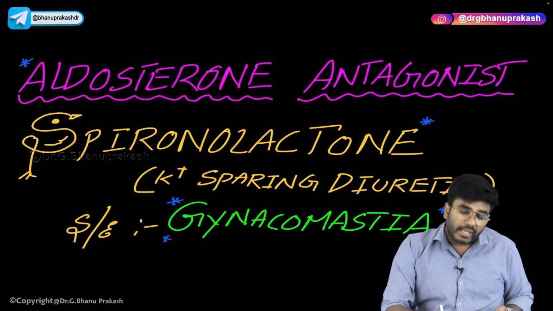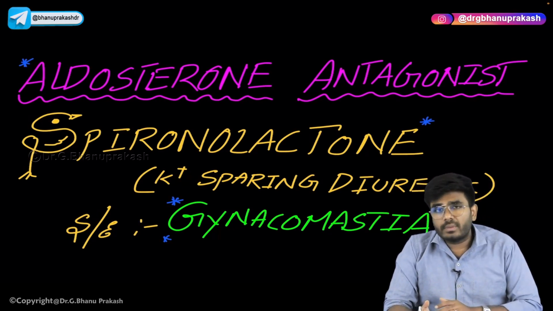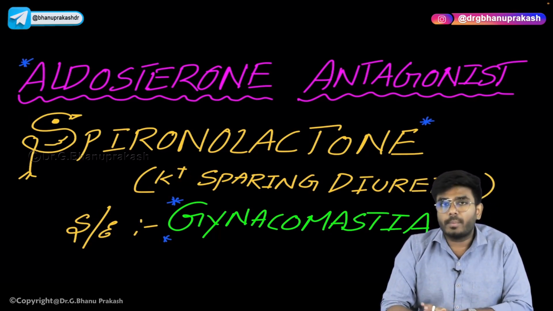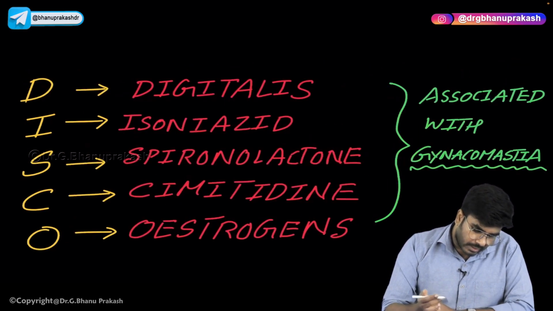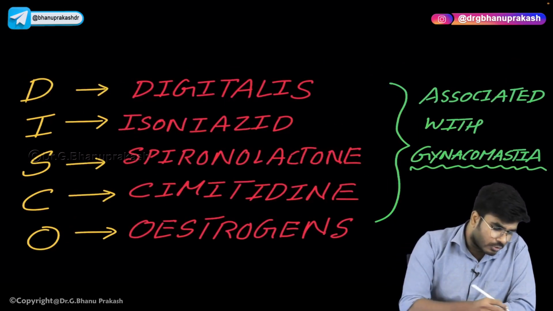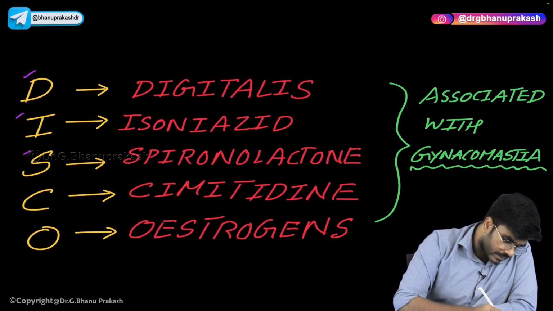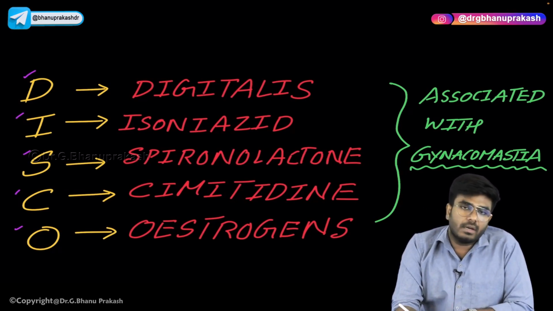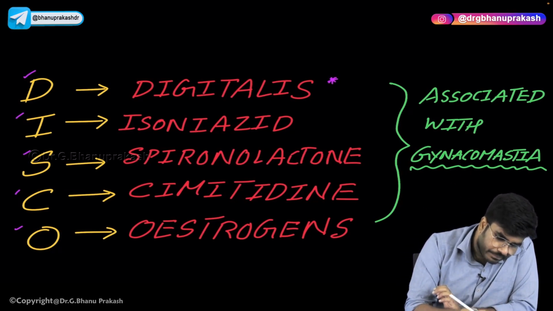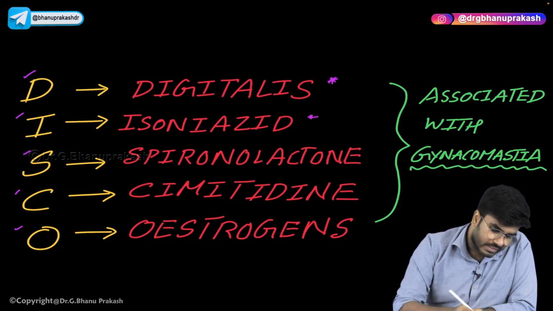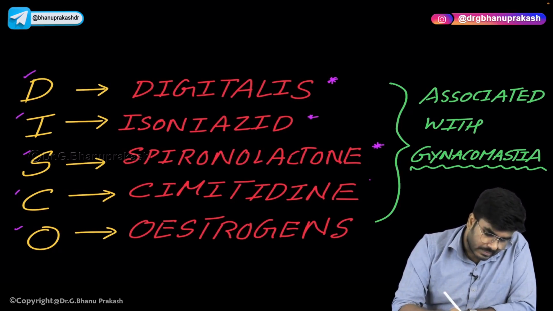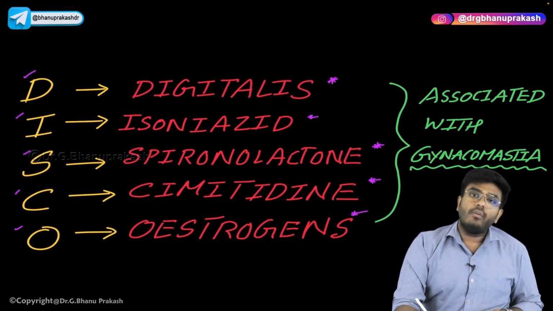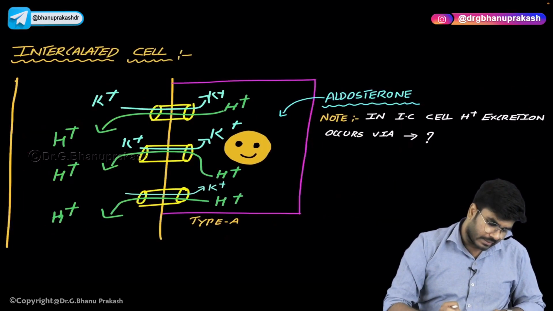Now, here I just want to take a minute and relate this with pharmacology, because there are certain drugs which will cause gynecomastia, which is of highly clinical significance and exam importance. What are they? The mnemonic which is very popular is the DISCO group of drugs. D for digitalis, I for isoniazid, S for spironolactone, which we have just discussed, and cimetidine and estrogens. Usage of any of these drugs can have a side effect of gynecomastia. Keep that point in mind.